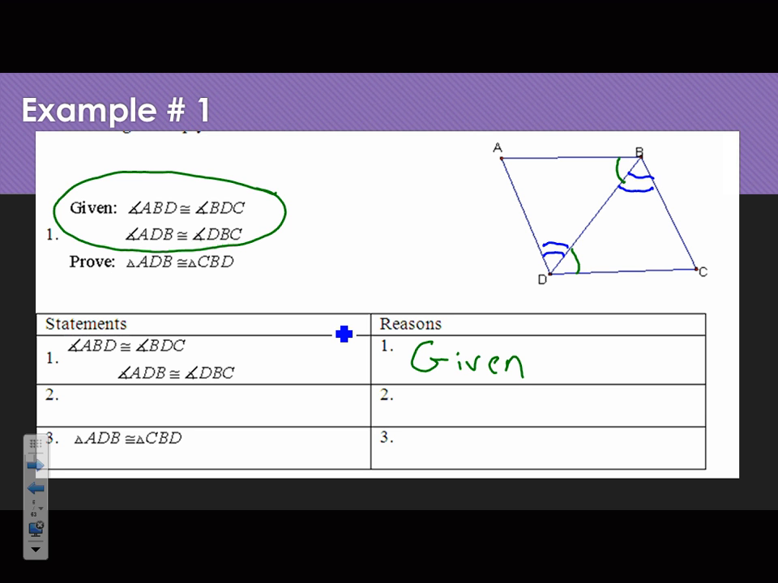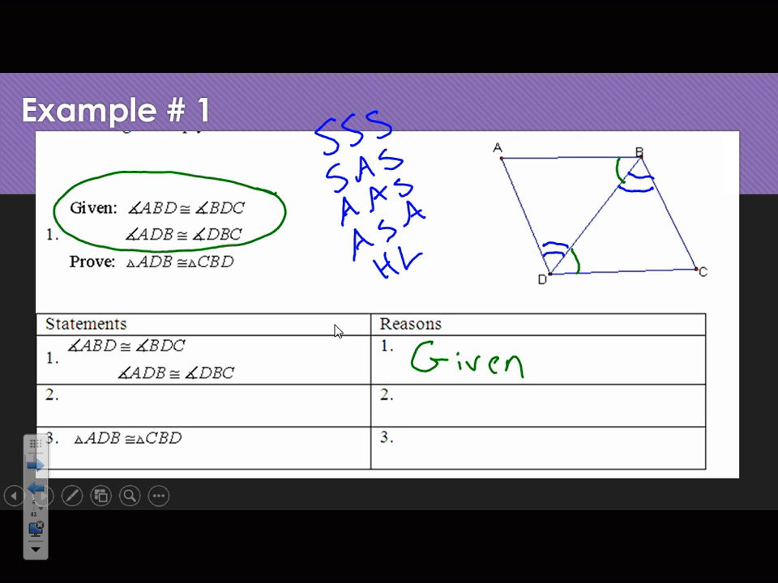Now, you remember we have 5 shortcuts to solving this. We have side, side, side; side, angle, side; angle, angle, side; angle, side, angle; and HL. We have to get to one of these. So we have to have at least 3 pieces of information to make this happen.